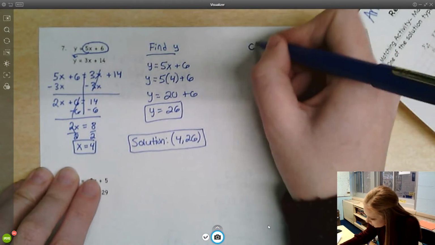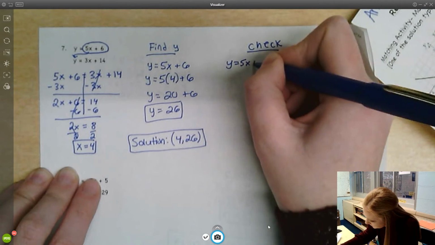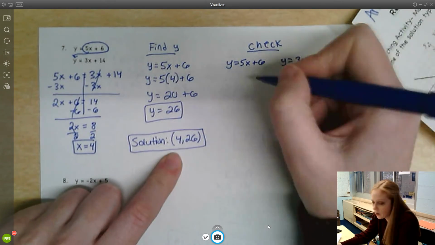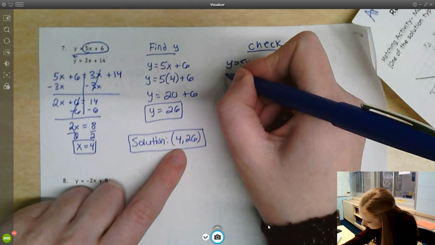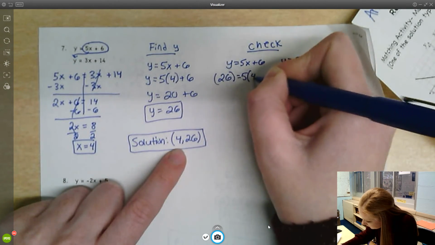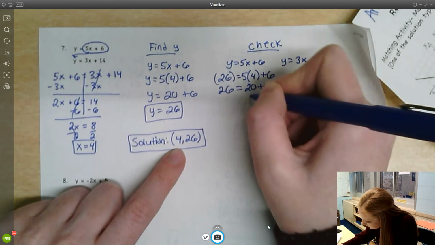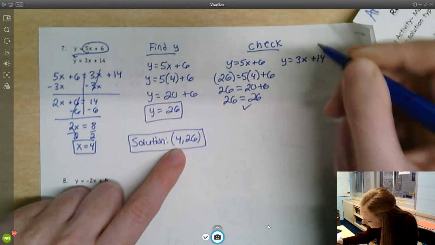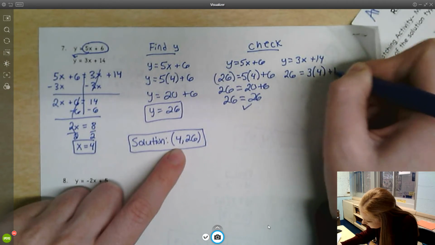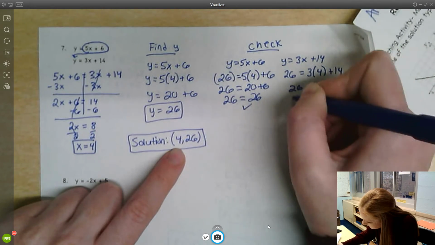Okay, and let's see, I'll show you the check for this one. So rewrite both equations. This point should be on both of those lines. It should fit in nicely to both of them. So let's see. If we plug in 26 for y and 4 for x, does this check out? Well, 20 plus 6 is 26. Perfect. And what about this one? Plugging in 26 for y and 4 for x. 12 plus 14 is 26. Excellent.